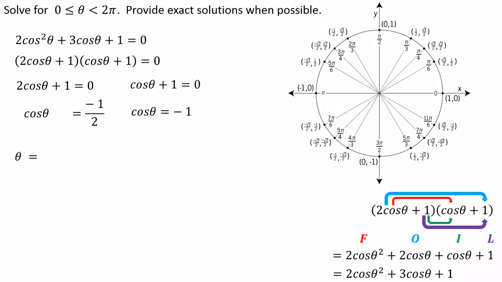So the first point I come across, 2 pi over 3. Cosine has a value of negative 1/2. Pi, cosine has a value of negative 1. 4 pi over 3 is where cosine has a value of negative 1/2. 3 valid solutions.